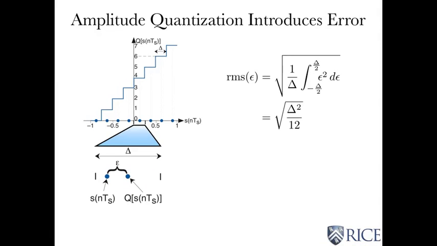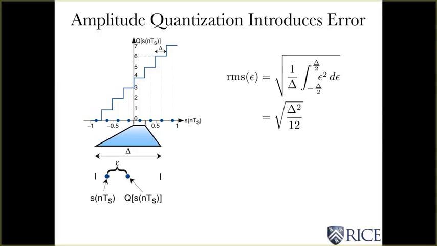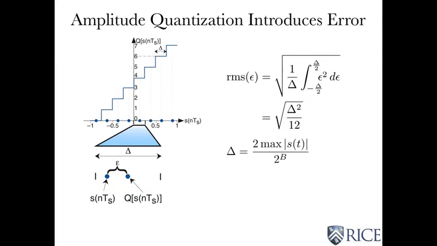Same calculation we've done before. We take the squared error and integrate it over the width of the interval. Since we're assuming we're at the center, we go from plus delta over 2 down to minus delta over 2 relative to that center, do the integral, divide by the total width delta, and take the square root. You'll get delta squared over 12. It's a classic answer. So the RMS is the square root of delta squared over 12.